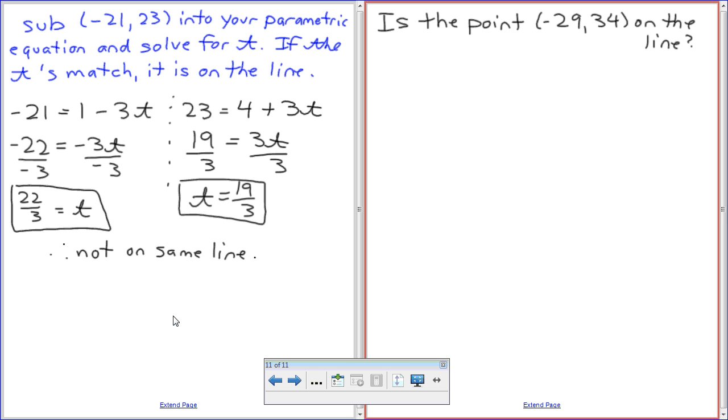Go ahead. Negative 29 equals 1 minus 32, negative 34, sorry. 34 equals 4 plus. Okay, so this one on the left-hand side, it says is equal to this one 10. Negative 3 divided by negative 3.